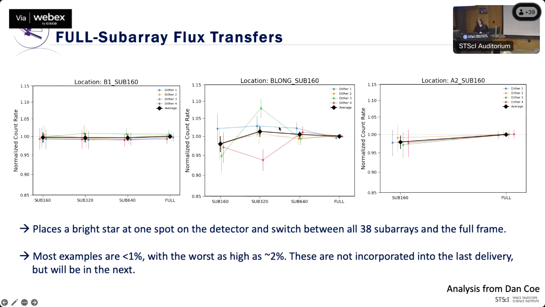There's a couple, or there's one actually, that looks like this, where the dithers have a lot of scatter, but the average is good. And then there's one over here where there is a little bit of a trend. All the dithers agree that there is maybe about 2% of a difference here for this particular subarray. But it's all small. This is the worst one, about 2%. So this is contributing a little bit to the uncertainties here, but I just wanted to point out that it's not in the current pipeline. It's going to be in the next delivery.